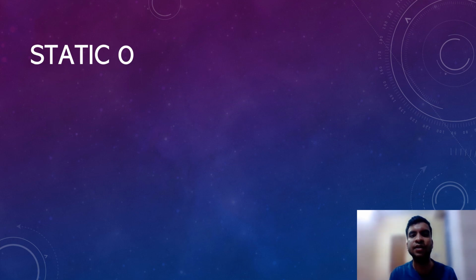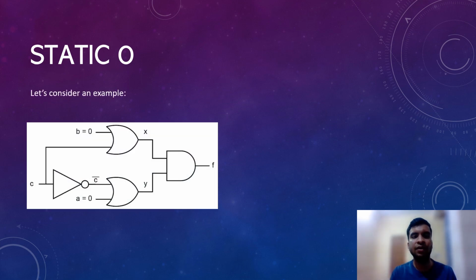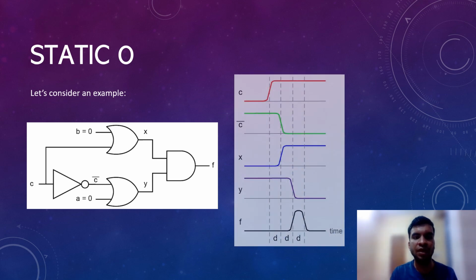Now let's understand the static 0 hazard with an example. Here we have a circuit that is arranged in the following fashion. The inputs A, B and C are initially taken to be 0. We also have this timing diagram that represents the propagation of the signals through the gates. The propagation delay through every gate is taken to be d.